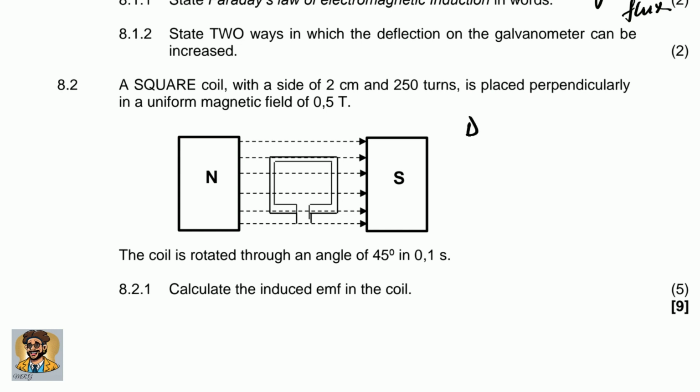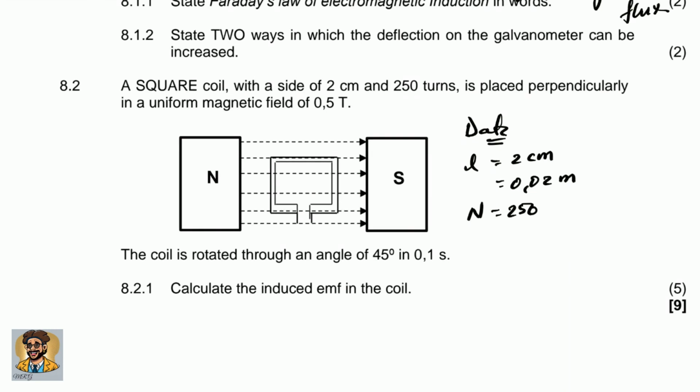For this one, we're going to write the data here. The side of the solenoid, which is a square, I'm going to write as length, is equal to 2 centimeters. Remember, you cannot work with centimeters, so you convert this to 0.02 meters. The second is that there are 250 turns. Now the angle is rotating, so the angle doesn't stay constant. The angle here could be tricky.